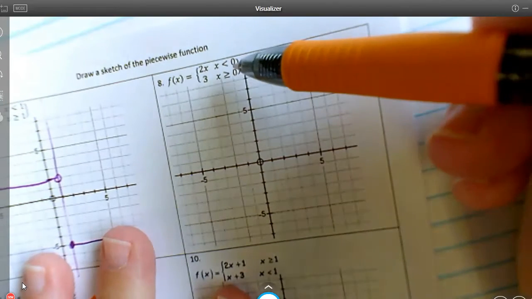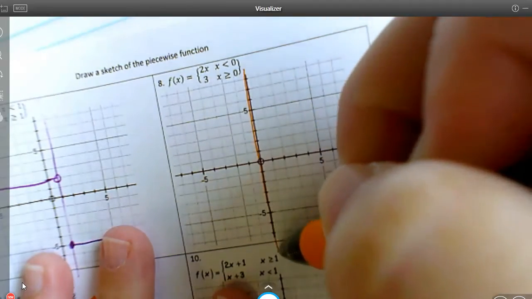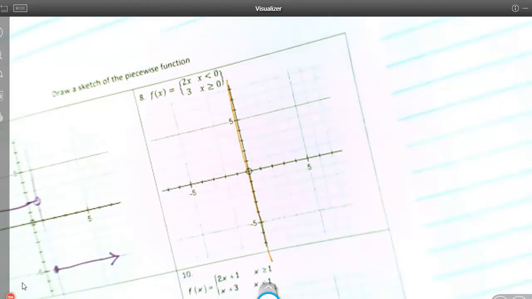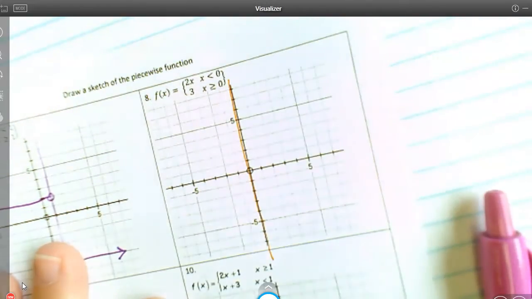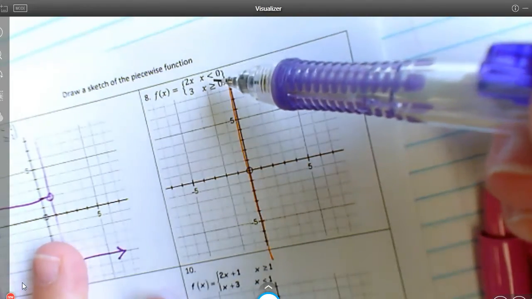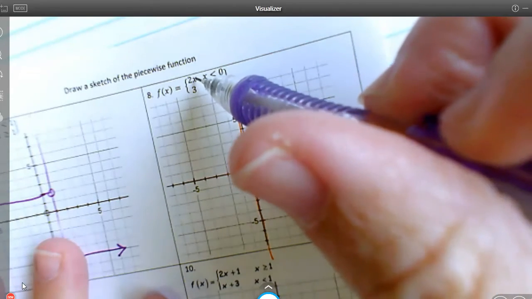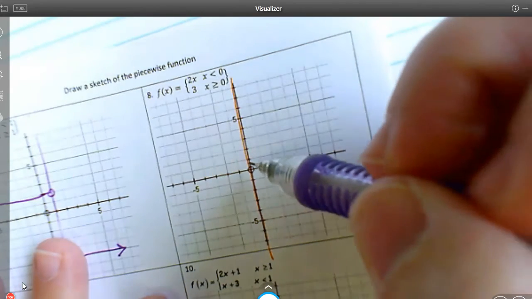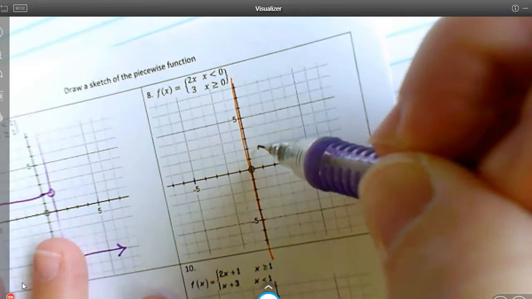Okay, so on this one right here, I can tell that 0 is the place it's going to change. And if I think about the graph here, it starts off with 2x, and it's less than 0. So I'm going to start at 0 because that's like 2x plus 0. 0 would be the y-intercept. And then the slope is 2, so up 2 and over 1.